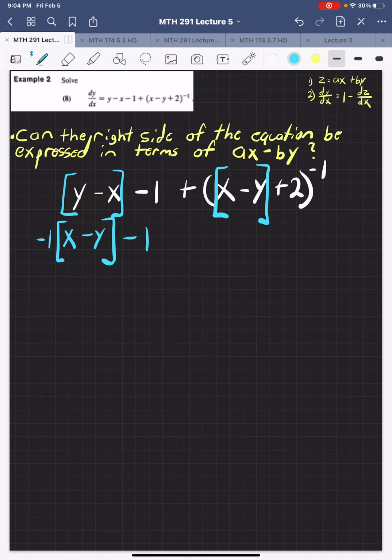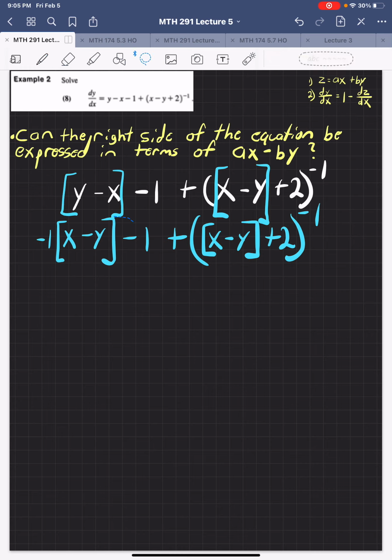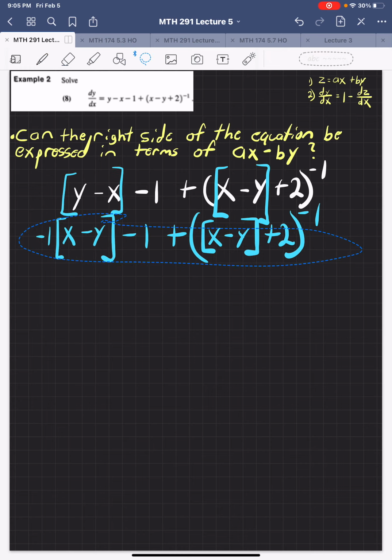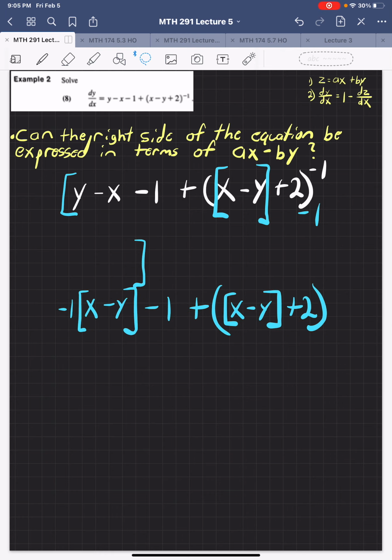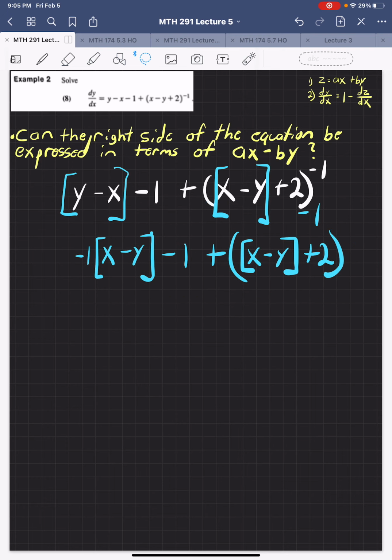Still have minus 1 plus, and again we have x minus y plus 2 raised to the power of negative 1. All right, so that is exactly what we needed. Let me give myself a little bit of space here. So that is exactly what I needed so that I can use that substitution.